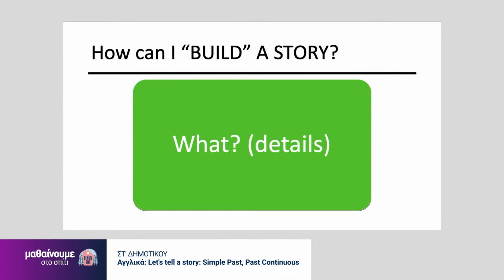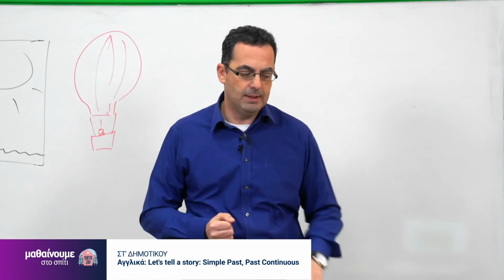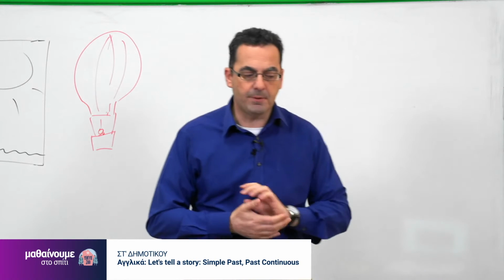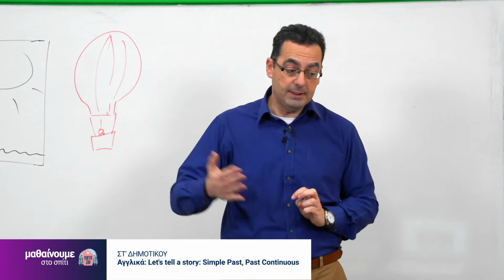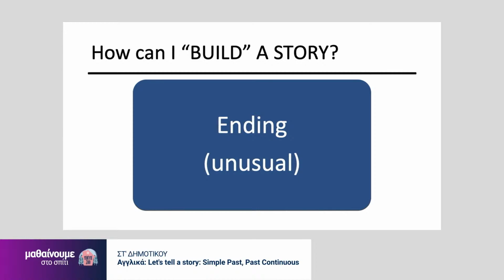In the second paragraph, we give more details. We say what happened. We give all our action. And in the last paragraph, or in the ending, we finish the story. Usually we give an unusual ending to attract the reader. Now, so far we have seen how you can build a story.